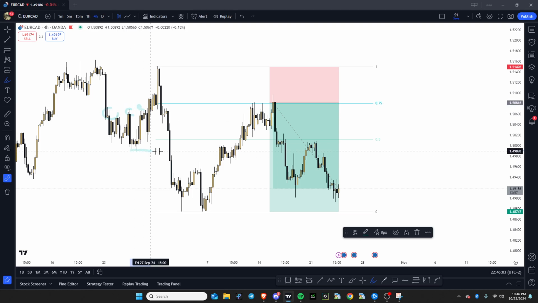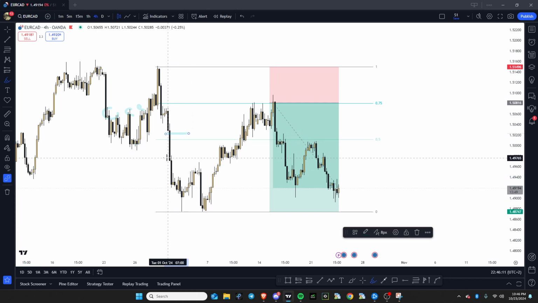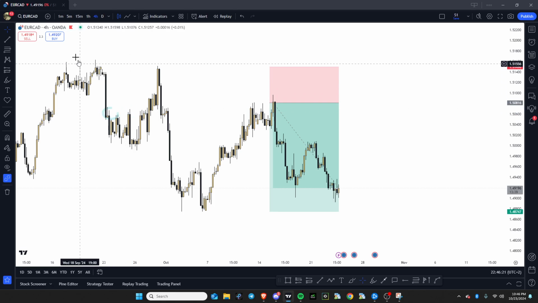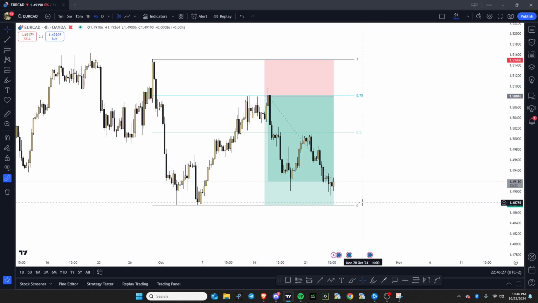We had that pretty impulsive move to the downside, breaking that low and breaking that low. And it left a lot of imbalance too. As you can clearly see, there's a lot of imbalance between these candles. So with that said, I was looking to take the entry off of the 75 fib level, looking for a short continuation trade.